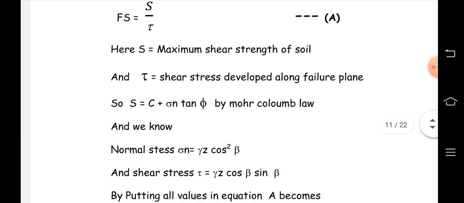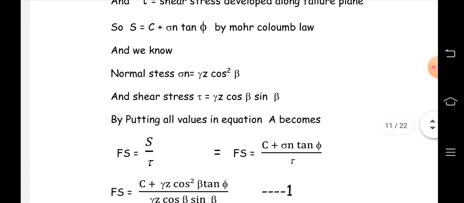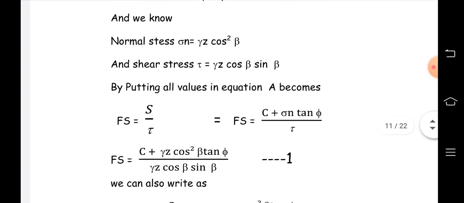If we put the value of normal stress and shear stress, these are the values: sigma n equal to gamma z cos square beta, and shear stress gamma z cos of beta sin of beta. If you put these values, S upon tau is C plus sigma n tan of phi upon tau.